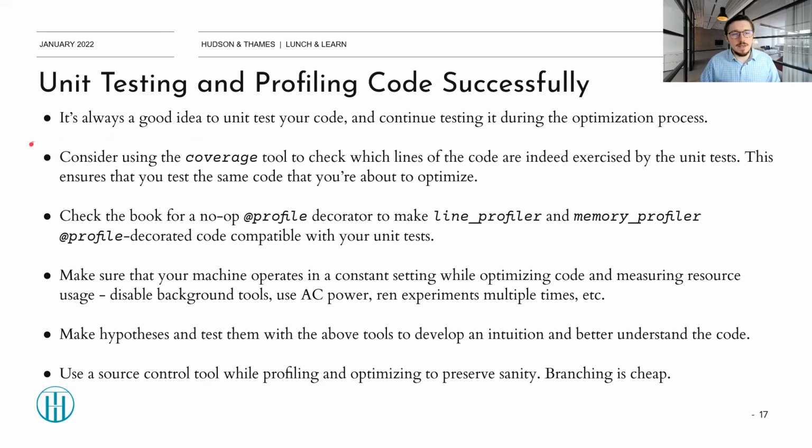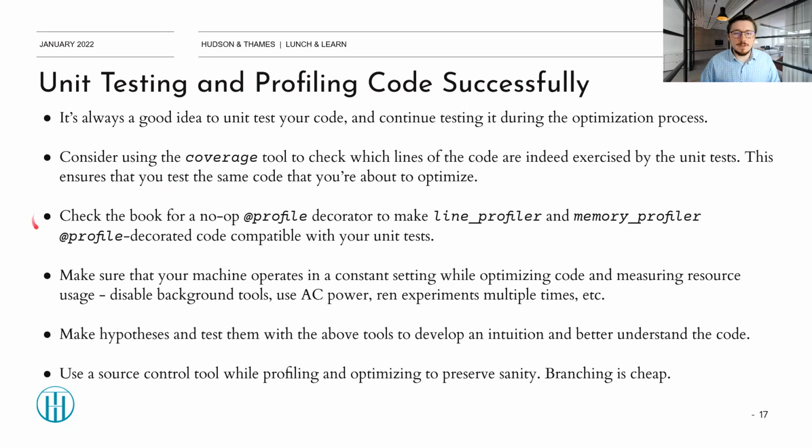An additional thing is to use the coverage tool, which will tell you exactly which of your lines are exercised during the unit tests. This will ensure that you're testing the same code that you're about to optimize. By which I mean, for example, you have a class with 3 methods, out of which you're using only 2 in the unit test, and you're optimizing the third one. Yeah, that doesn't quite work. We at Hudson and Thames are using both unit tests and coverage tools. They're actually easy to use, to interpret, and to add to your workflow. So even if you're not doing profiling, do use unit tests and coverage.